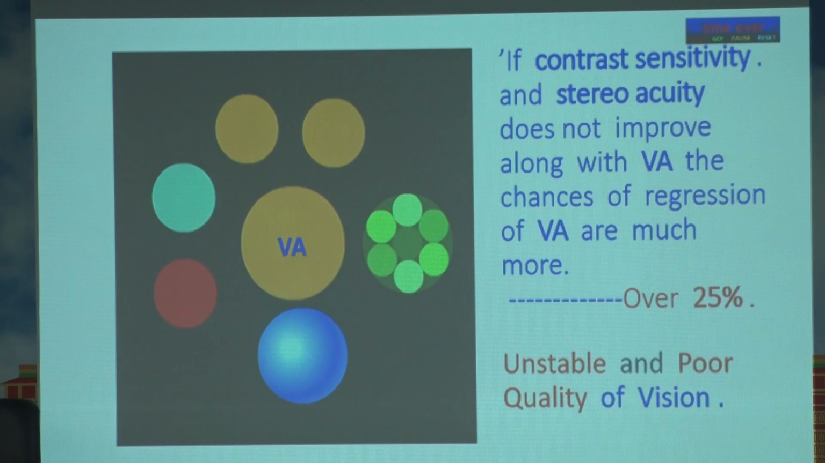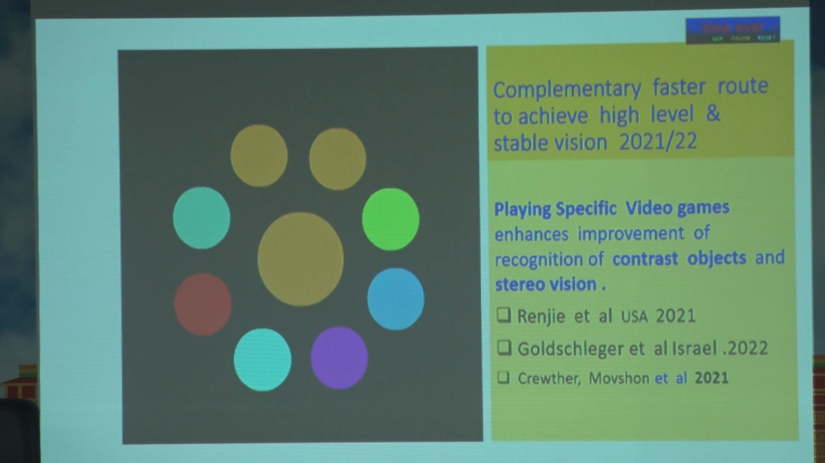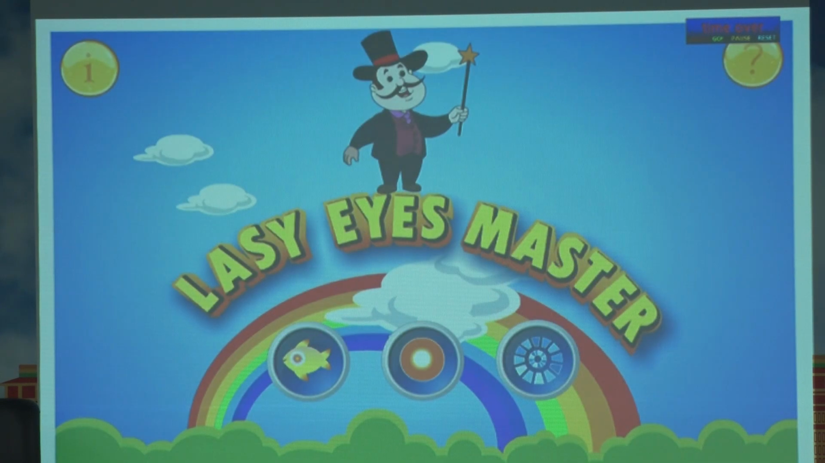Just remember, if the contrast sensitivity or the stereo acuity does not improve along with visual acuity, there will be a definite regression. So remember, there is a complementary, faster route to achieve high level and stable vision. Playing specific video games enhances the improvement of recognition of contrast objects and stereo vision. I think this is totally new for you. There are so many people who have already started working on this, and I have worked on it already.